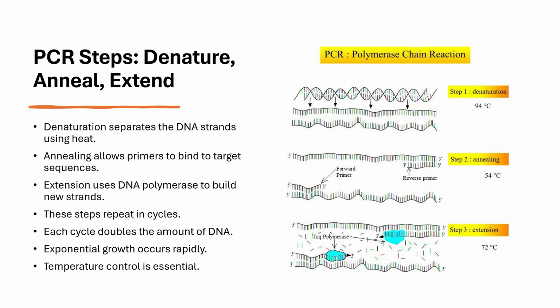PCR has three repeating steps. Denaturation uses heat to separate DNA strands. Annealing allows primers to attach. Extension builds new DNA using polymerase. These steps repeat over and over. Each cycle doubles the DNA amount. After many cycles, you have a lot of DNA.